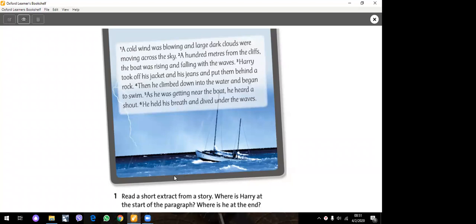As he was getting near the boat, he heard a shout. He held his breath and dived under the waves. There, okay. What is the second question's answer? Where is he at the end?